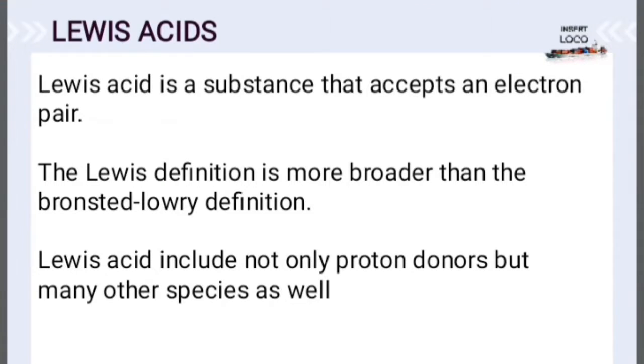A Lewis acid is a substance that accepts an electron pair. The Lewis definition is broader than the Bronsted-Lowry definition. That is, Bronsted acids are not Lewis acids because they cannot accept an electron pair directly. Lewis acids include not only proton donors but other species as well. The Bronsted-Lowry acid is limited to compounds containing hydrogen.